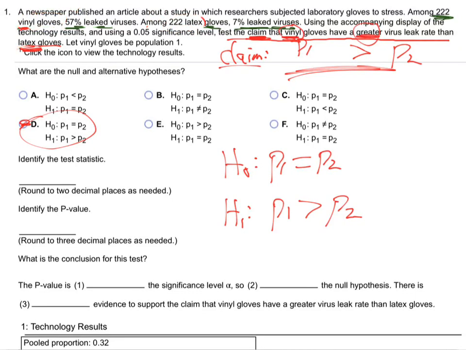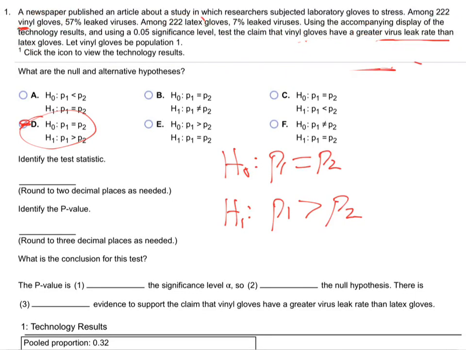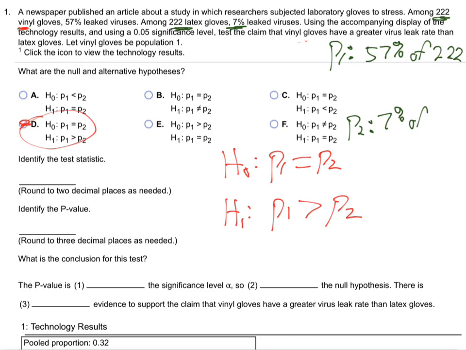So for P1, it said 57% of 222. Is this the two prop Z test? Yes, 2 prop Z test. For P2, it's 7% of 222. Both cases they had 222. Do you round up? No, not round up. That's only for sample size. We're going to round off.